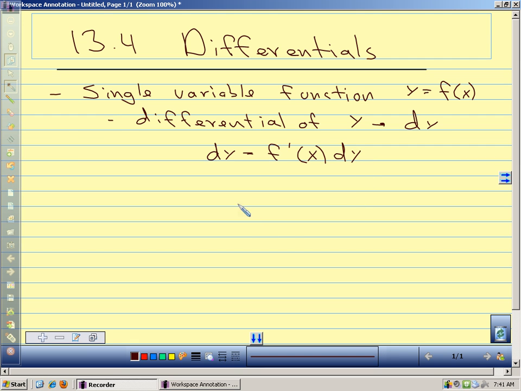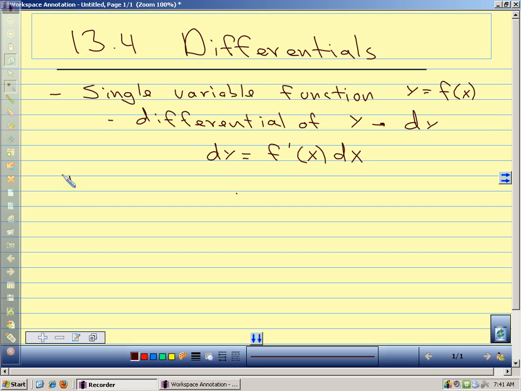And the way we use it here is this is the linear approximation. We're using the tangent line to approximate the function. So this differential approximates how the function changes by using the tangent line rather than the function itself. So this is a linear approximation of the change in y. We're using the tangent line. And we're going to do the same thing with a multivariable function.